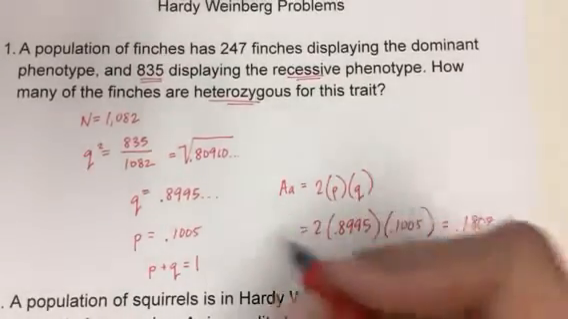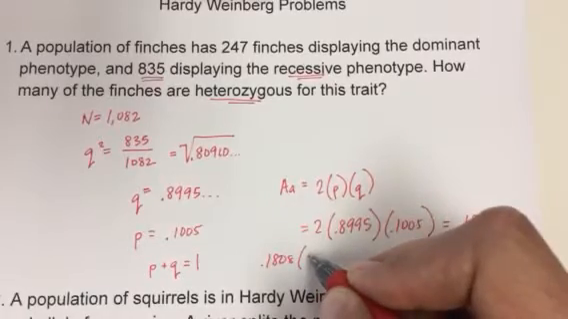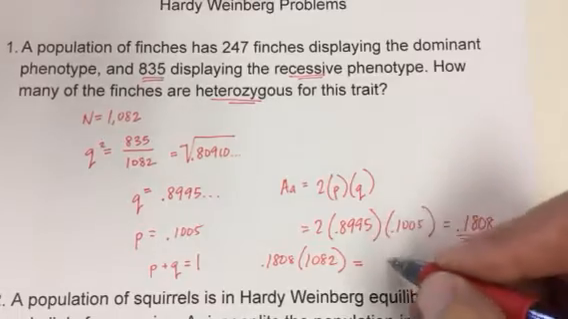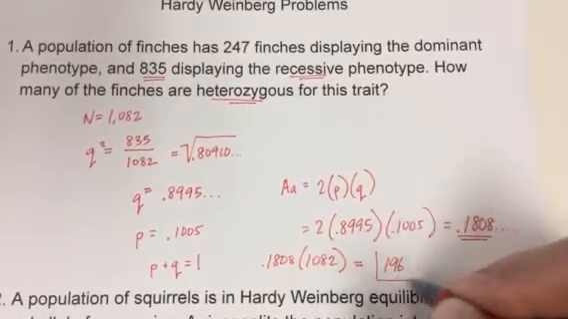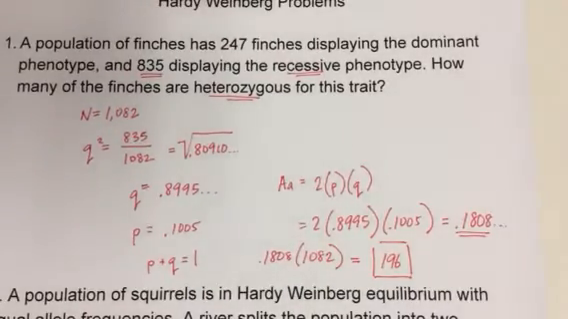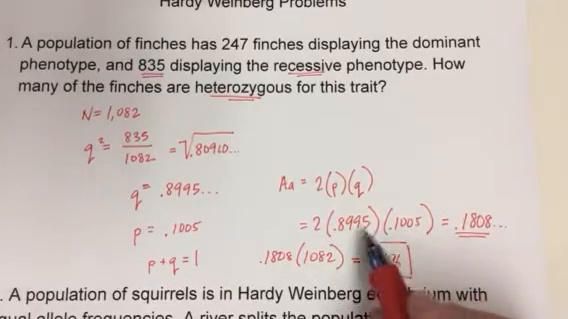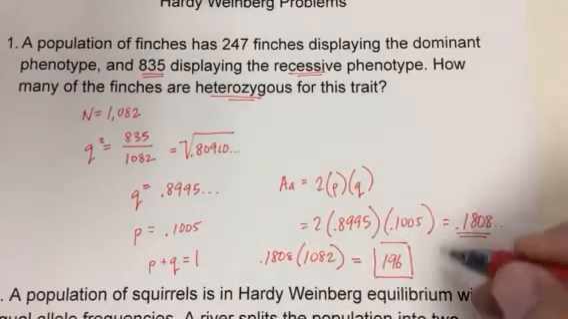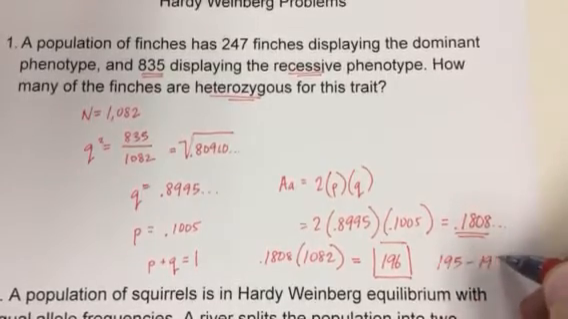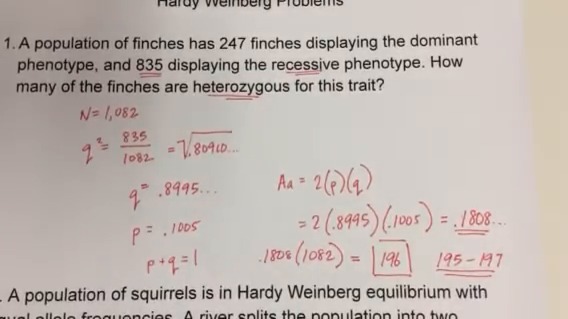You take this number here, 0.1808, multiply it times the total number of finches in the population, 1082, and you're going to end up with a number of 196. And that's my answer. There are 196 finches that display the heterozygous genotype. Now, depending on what numbers you rounded these to, whether you rounded it to the thousandth or the 10,000th, you're going to get some number between 195 to 197. And on the test, I will always accept a limited range of answers.